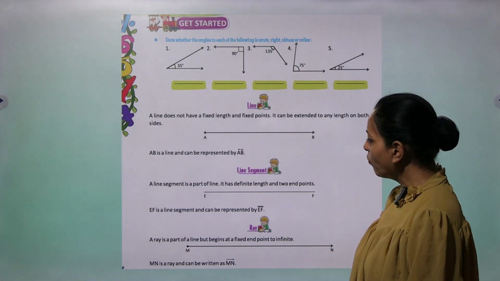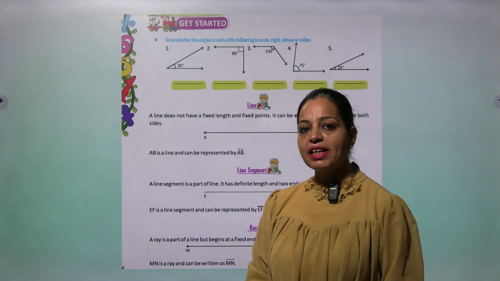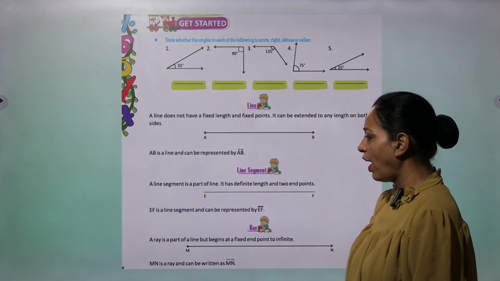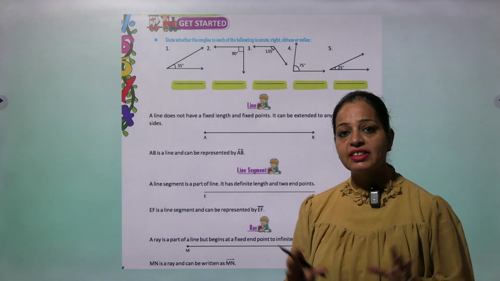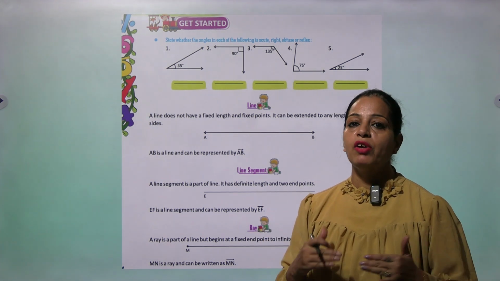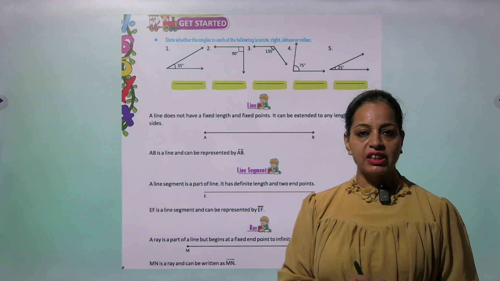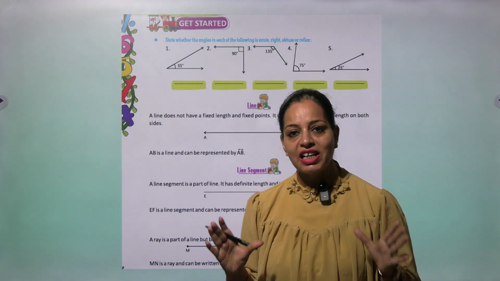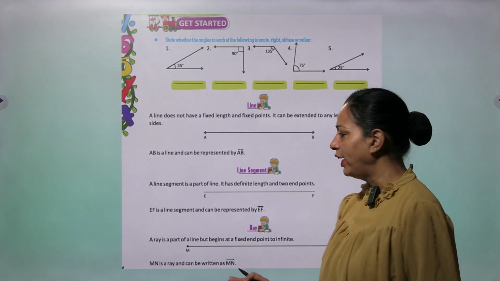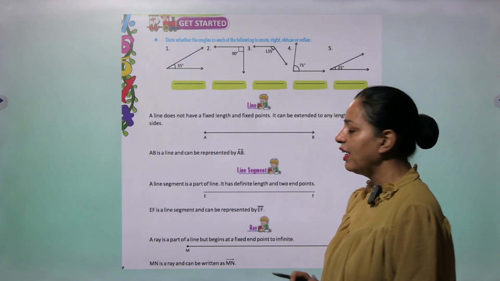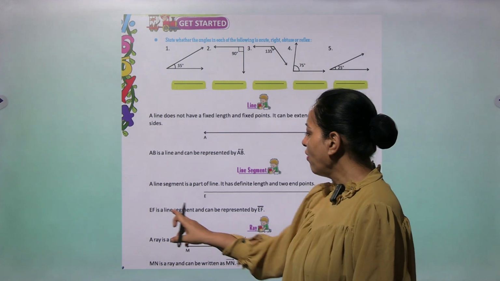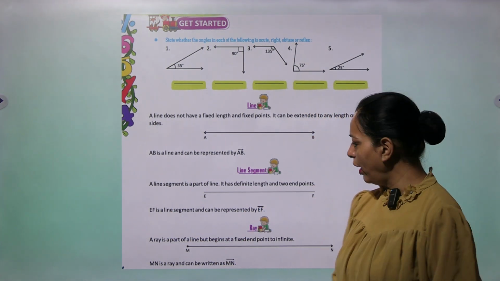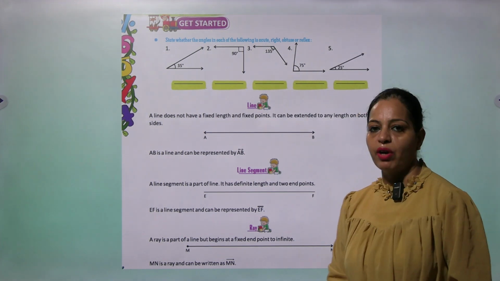Okay. The second one is line segment. A line segment is a part of a line. It has definite length. इसकी एक fixed length होती है. Like we say draw a line segment of 5 centimeter, draw a line segment of 10 centimeter. So it has a fixed length and two fixed points. Like here we are writing E and F. So EF is a line segment, and how can we write it? Like this.